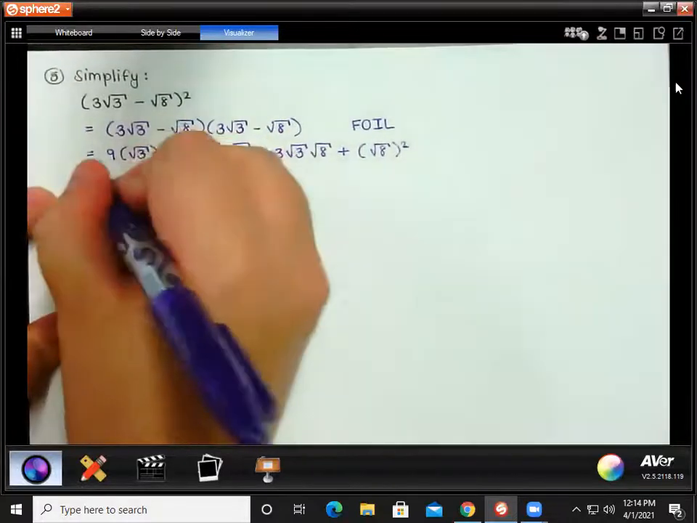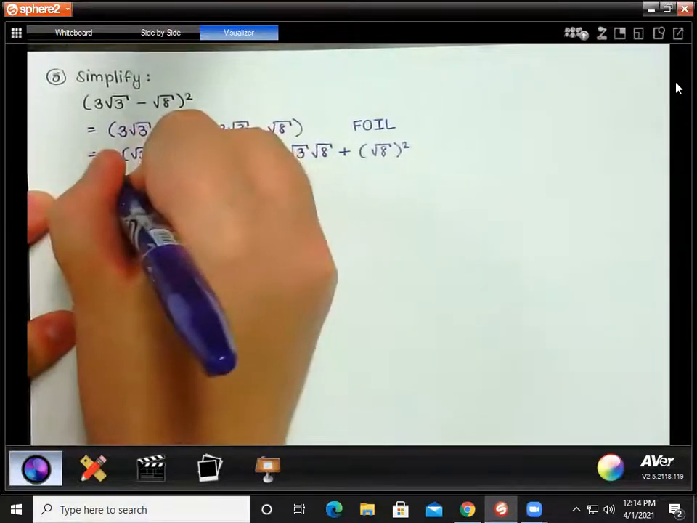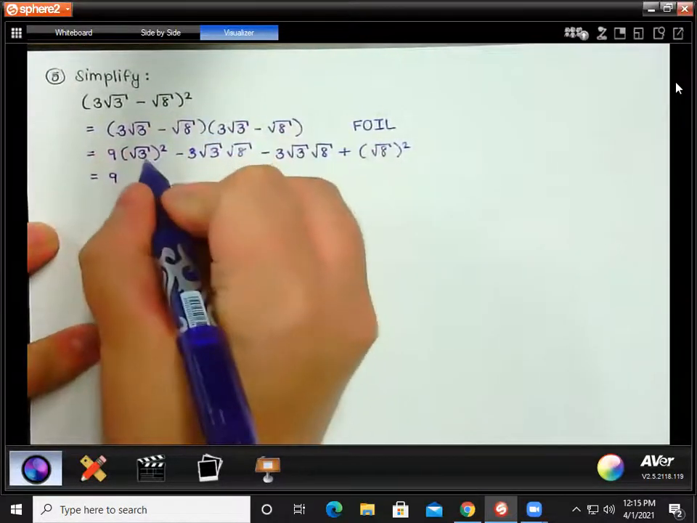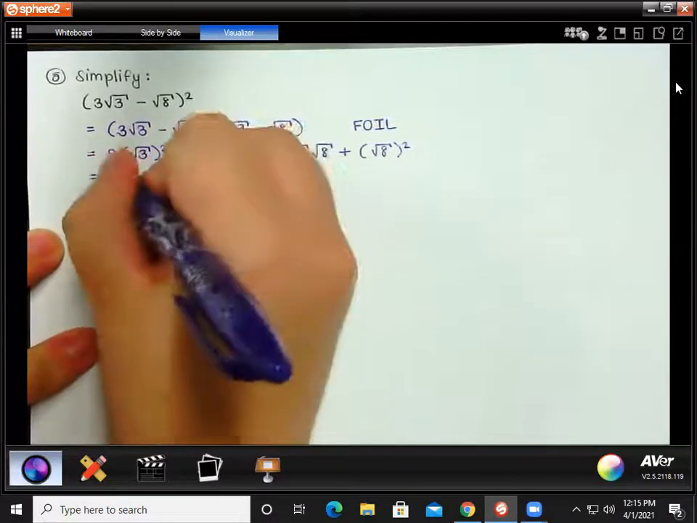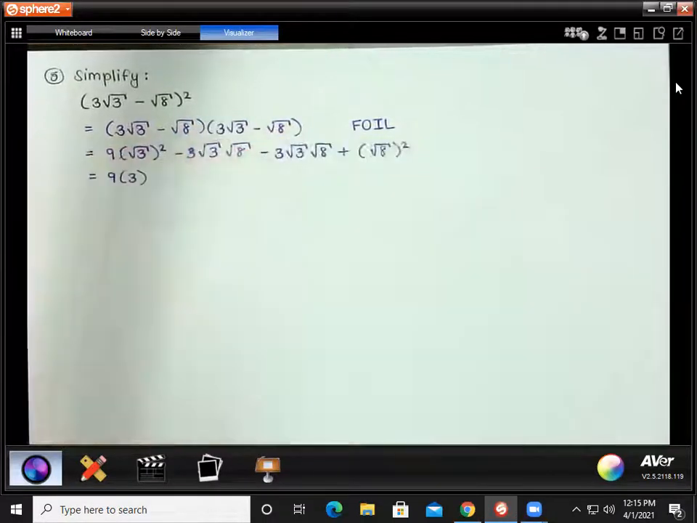Okay, let's simplify what we can there. So we have 9, and then we've already discussed this. The square root and the square will cancel each other out, so that will just become 3. If you want, you can go straight to 27. Again, I'm just writing down every step.